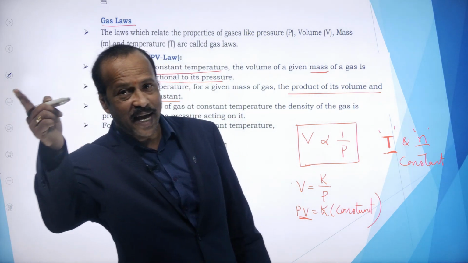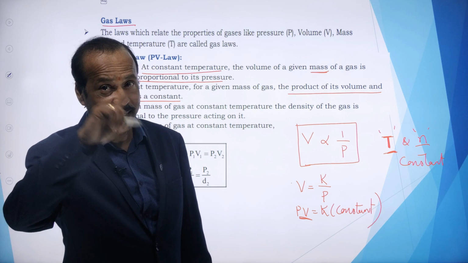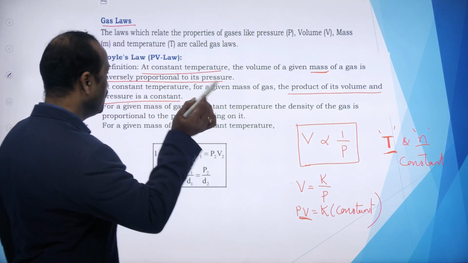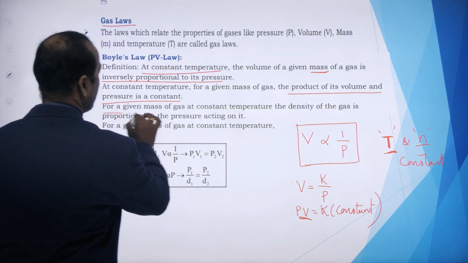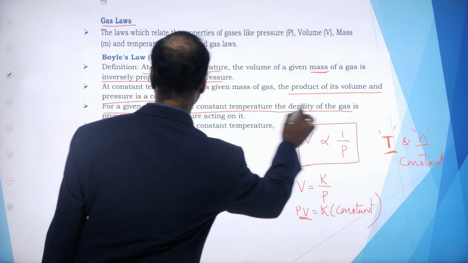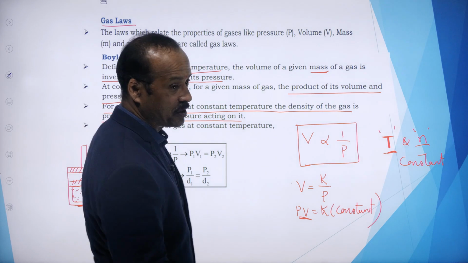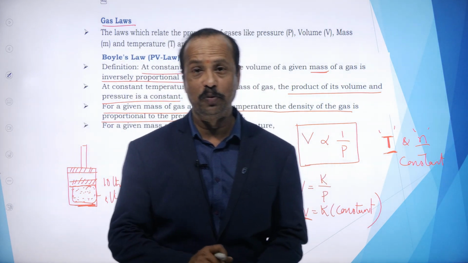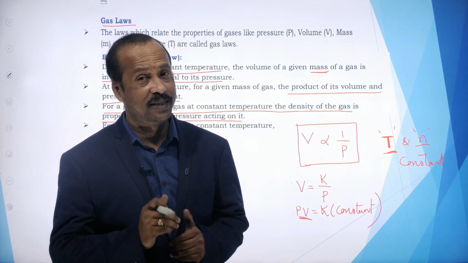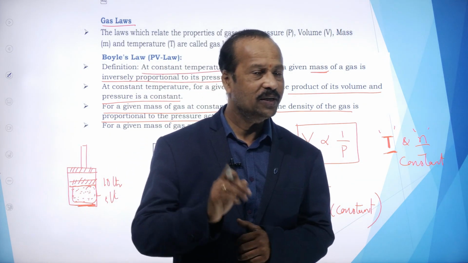So density is directly proportional to the mass. In terms of density, for a given mass of a gas at constant temperature, the density of the gas is proportional to the pressure acting on it. So the density will be directly proportional to the pressure, which means as the pressure increases, the density of the gas also increases.